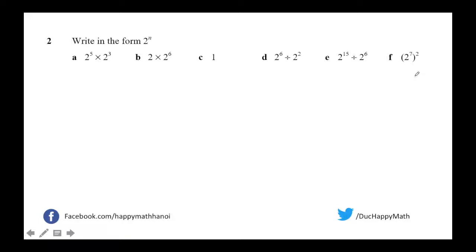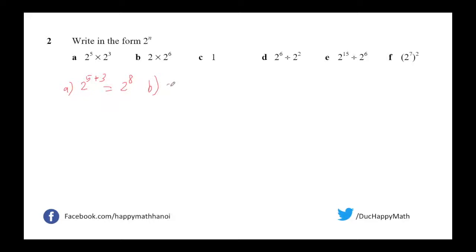Question 2. Write in the form 2 power to n. So 2 power to n means you always have the base number 2. We continue with question A. 2 power to 5 times 2 power to 3, it means you add the power numbers and you get 2 power to n.